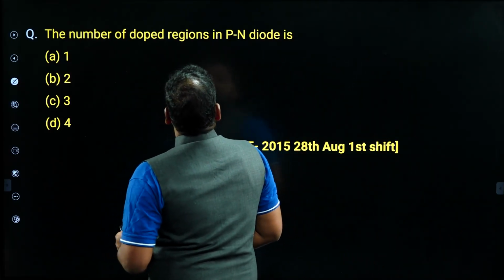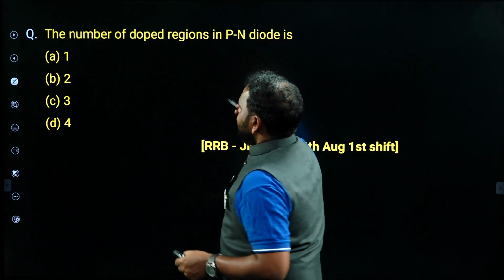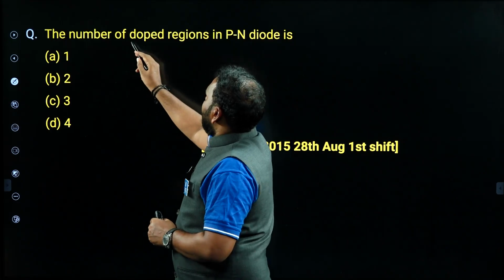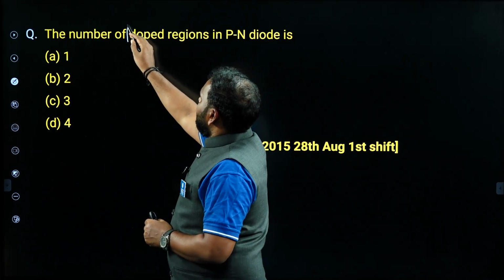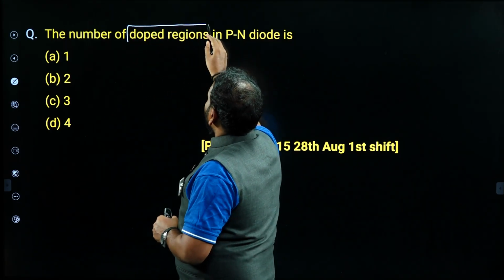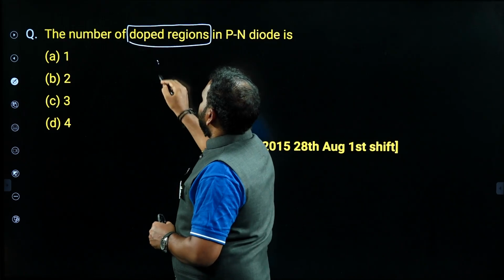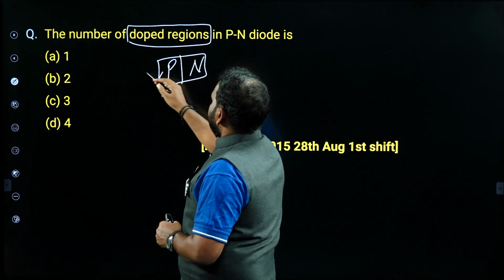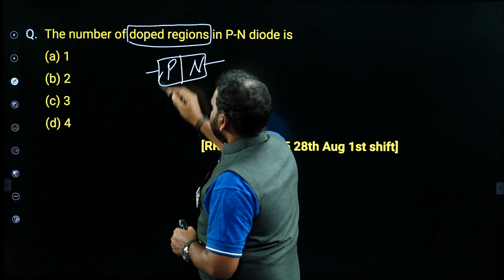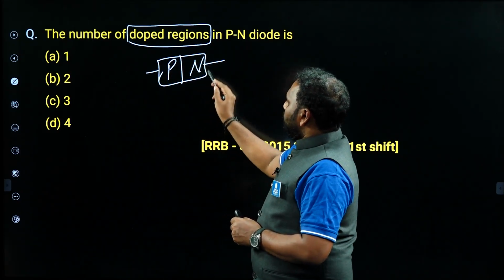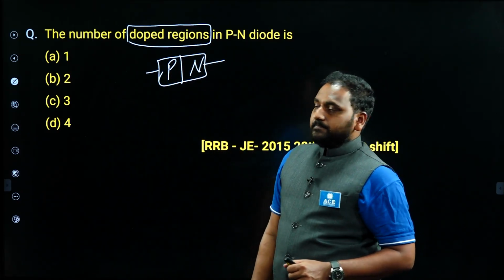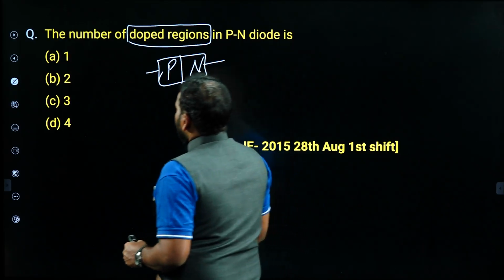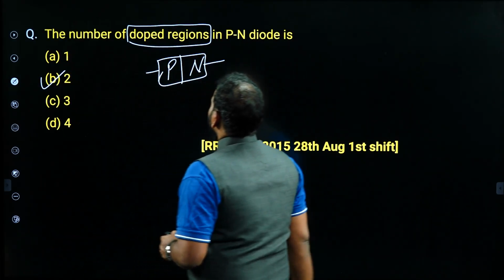Number of doped regions in PN diode. Immediately students are selecting one. Read the question. It is not asking about the number of layers, it is asking about the number of doped regions, okay? P-type doped with trivalent impurity, N-type doped with pentavalent impurity. Anyways, 2 doped regions.